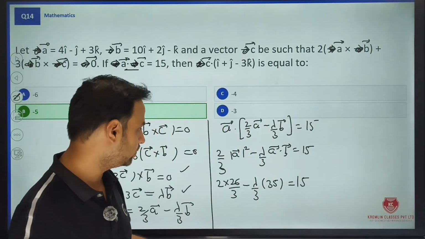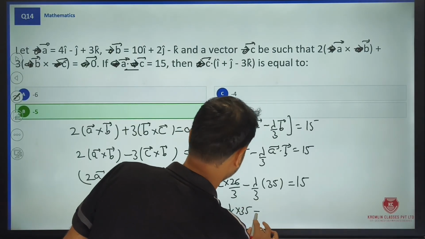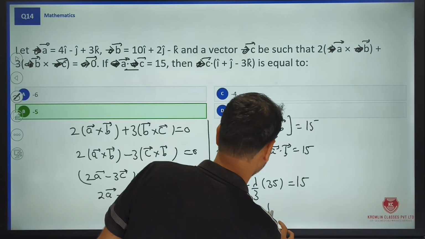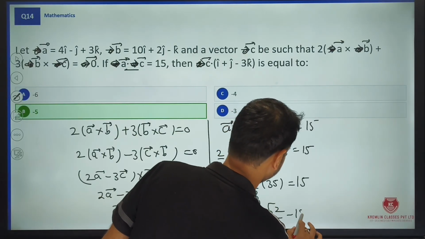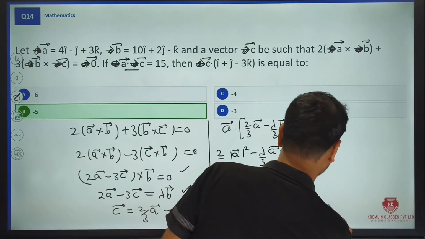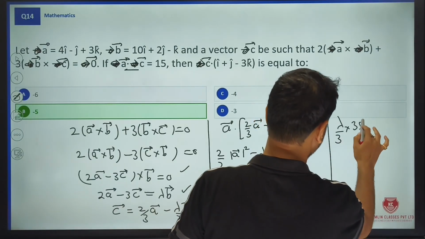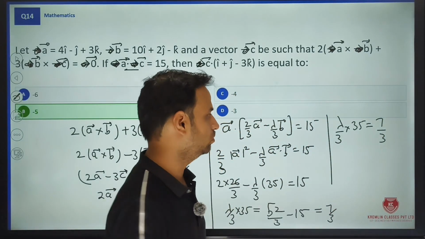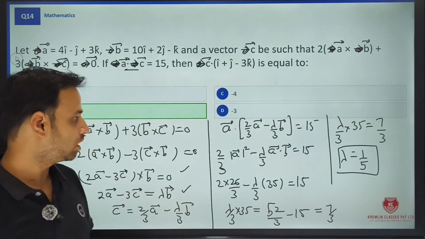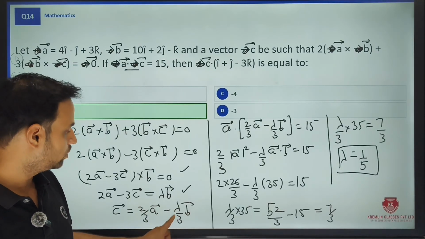So now we have to calculate lambda. This is lambda by 3 into 35 equal to 26 by 3 minus 15. Okay, the sides have been twisted. 45, 45, 7 by 3. So lambda by 3 into 35 is given by 7 by 3. So lambda is given by 1 by 5. Now we have found the lambda. We can easily find out the c vector, that is 1 by 15.